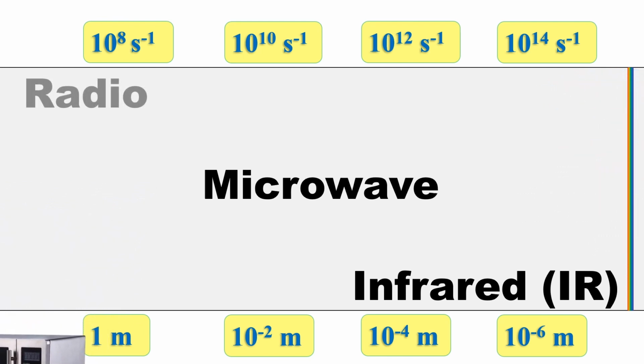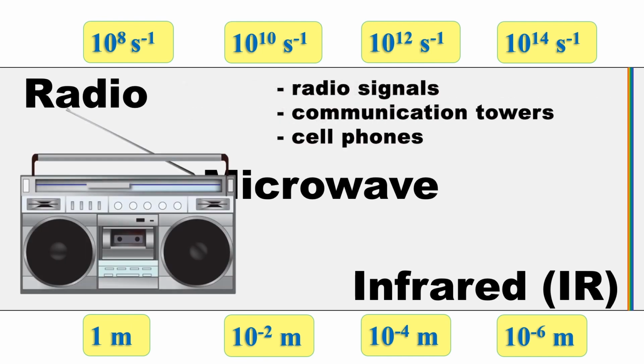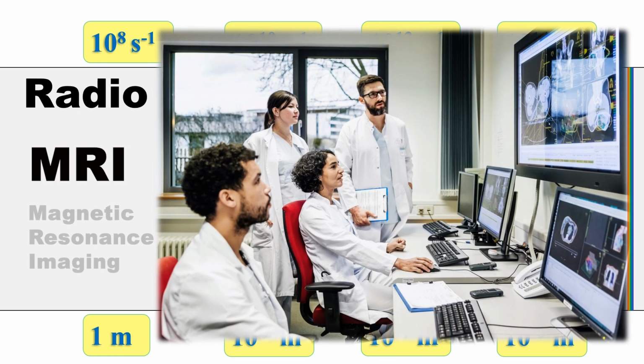Then, at the lowest frequencies are the radio waves, which are associated with electron and nuclear spins in magnetic fields. We are all familiar with radio signals, communication towers, and cell phones. But did you know that radio waves are used for medical imaging? MRI, or magnetic resonance imaging, uses these radio waves to produce non-invasive imaging of tissue in the body.